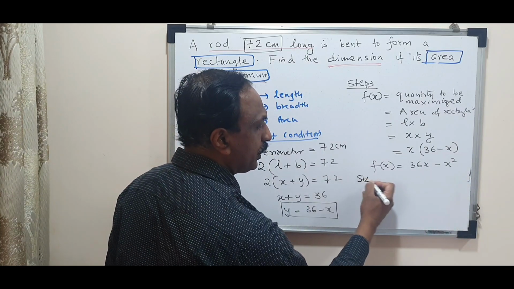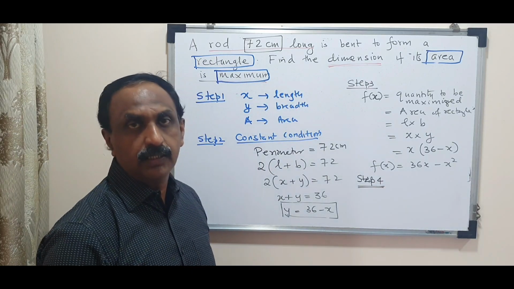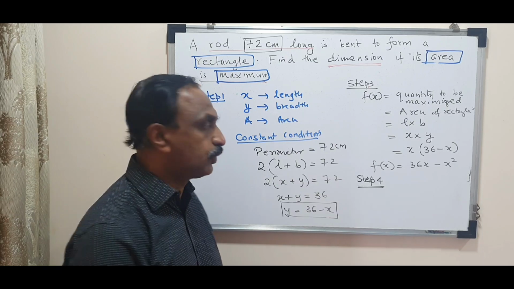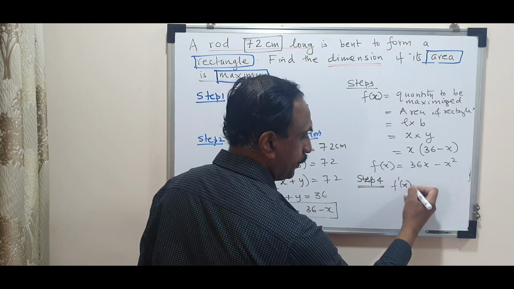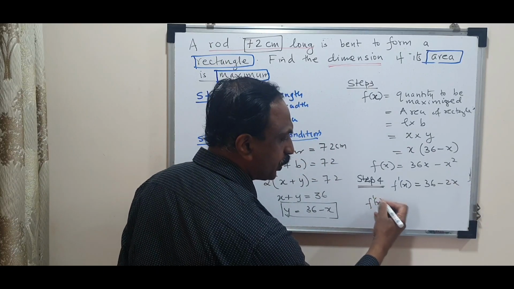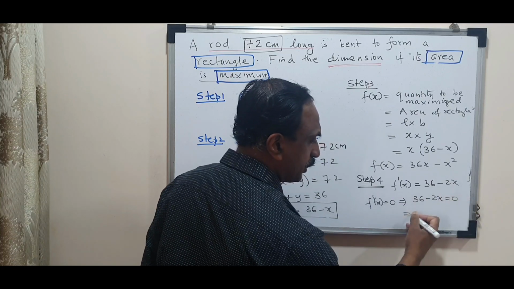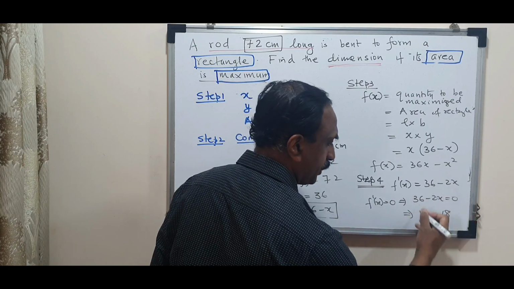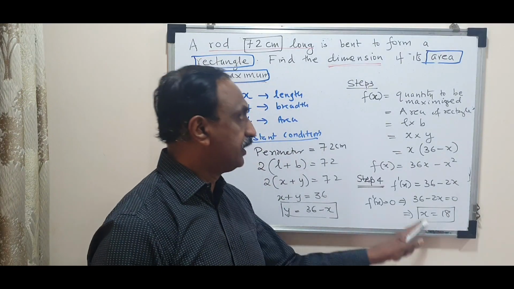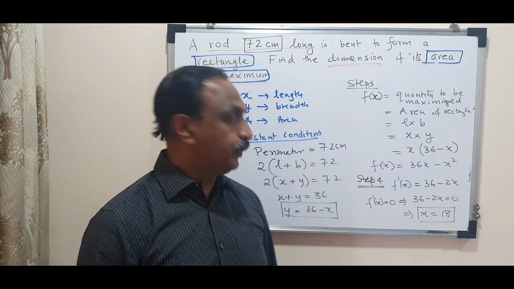So step number 4 is finding the stationary point. What do you mean by stationary point? Where the derivative is 0. So f dash of x is 36 minus 2x. Now equate f dash x to 0, which implies 36 minus 2x is 0, which implies x is equal to 18. So when x takes value 18, this function can be either a maximum point or a minimum point. So what should I do next step?